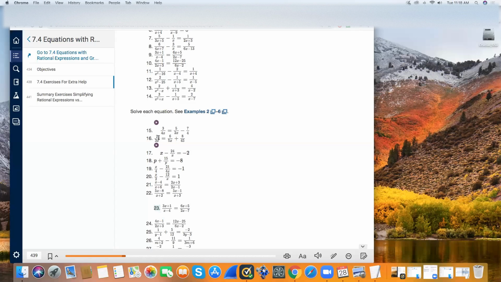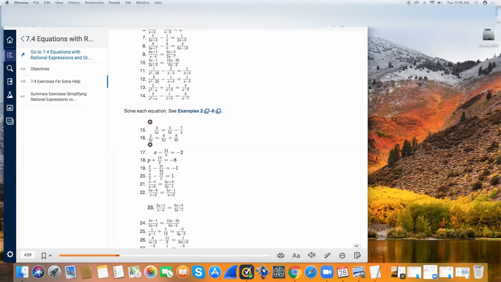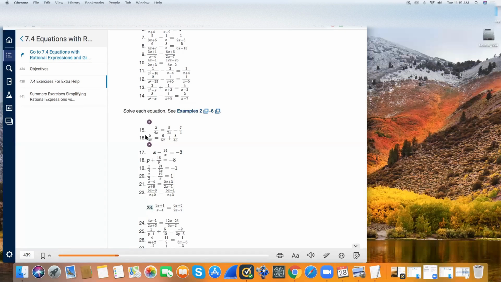So I'll do 16 because it's similar to 15. Okay, I'll show you how to do 16 and you can do 15 for the homework. All right, let me go to the board and I'm gonna write this down. So the question is to solve. The question is: solve each equation.